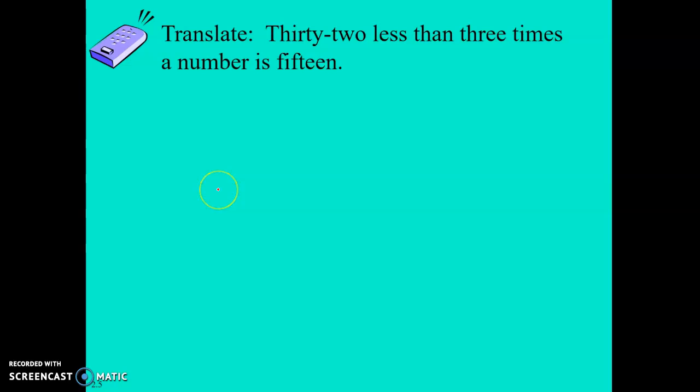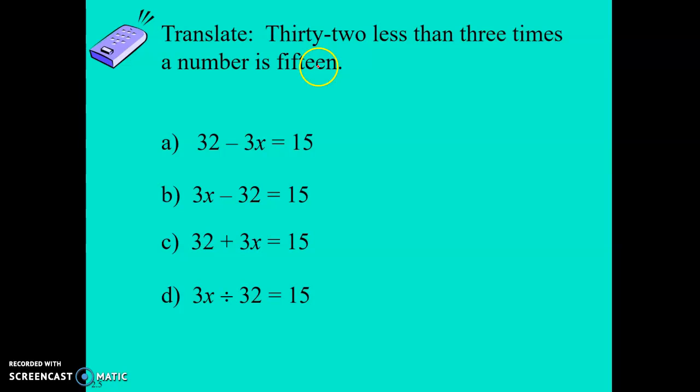Okay, let's try to answer the following items. We have 32 less than 3 times a number is 15. These are the choices. So 32 less than, less than means subtraction, right? 3 times a number is, so we have the equal sign here, equal 15. So 32 less than 3 times a number: 3x minus 32 equal to 15. So it's letter B.